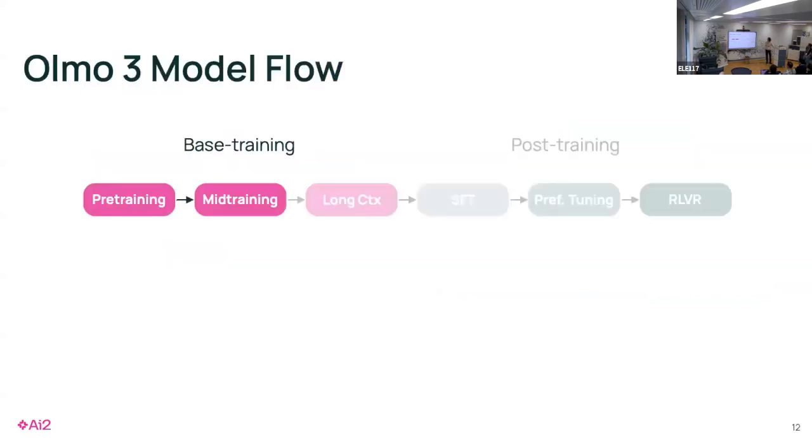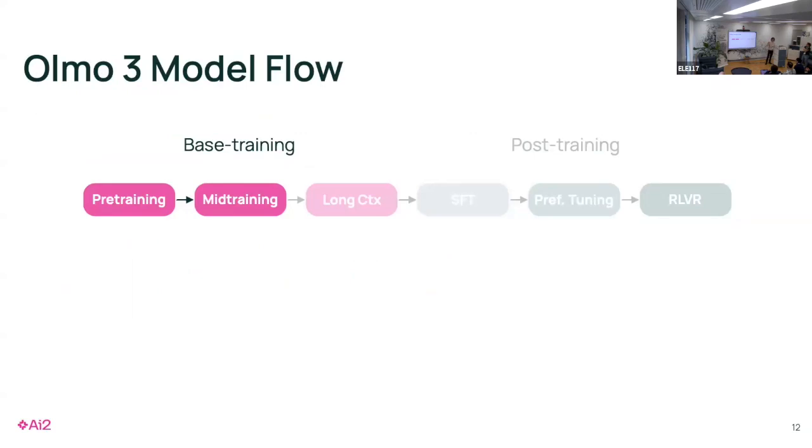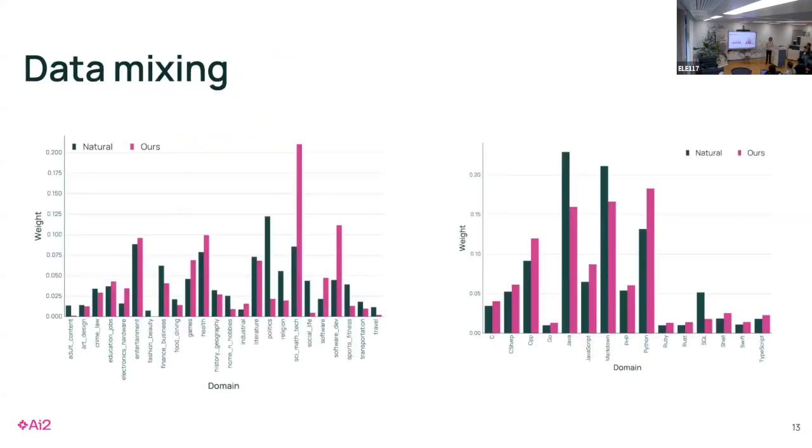So let's go through the whole model flow. Let's start with pre-training and mid-training, which we're not going to talk too much about because everyone's already familiar with these. But I'm going to talk about operations and infrastructure through the lens of one of these topics that isn't really discussed very often, which is data mixing.